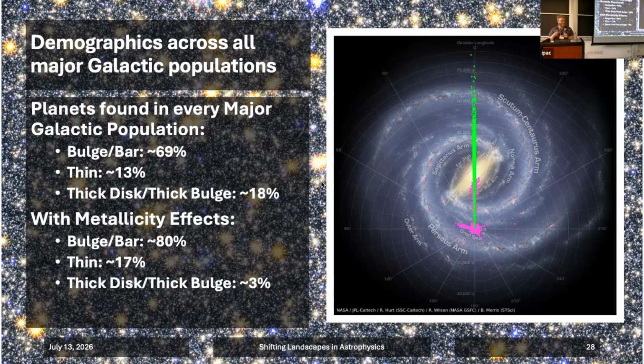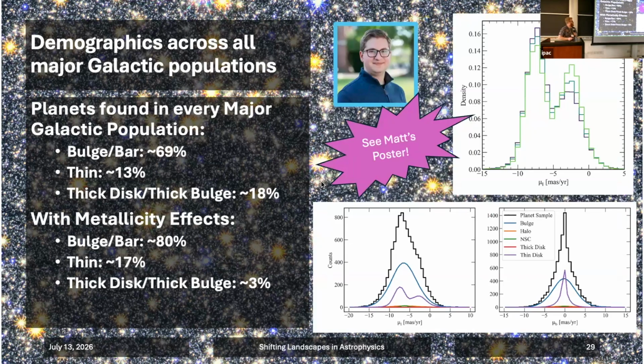And so one of the questions is, how are we actually going to be able to make this measurement? And I think the answer is forward modeling with galactic models. And if you want to hear more about that, talk to Matt. He's over there. He has a poster, and he's been thinking about this for a while now.